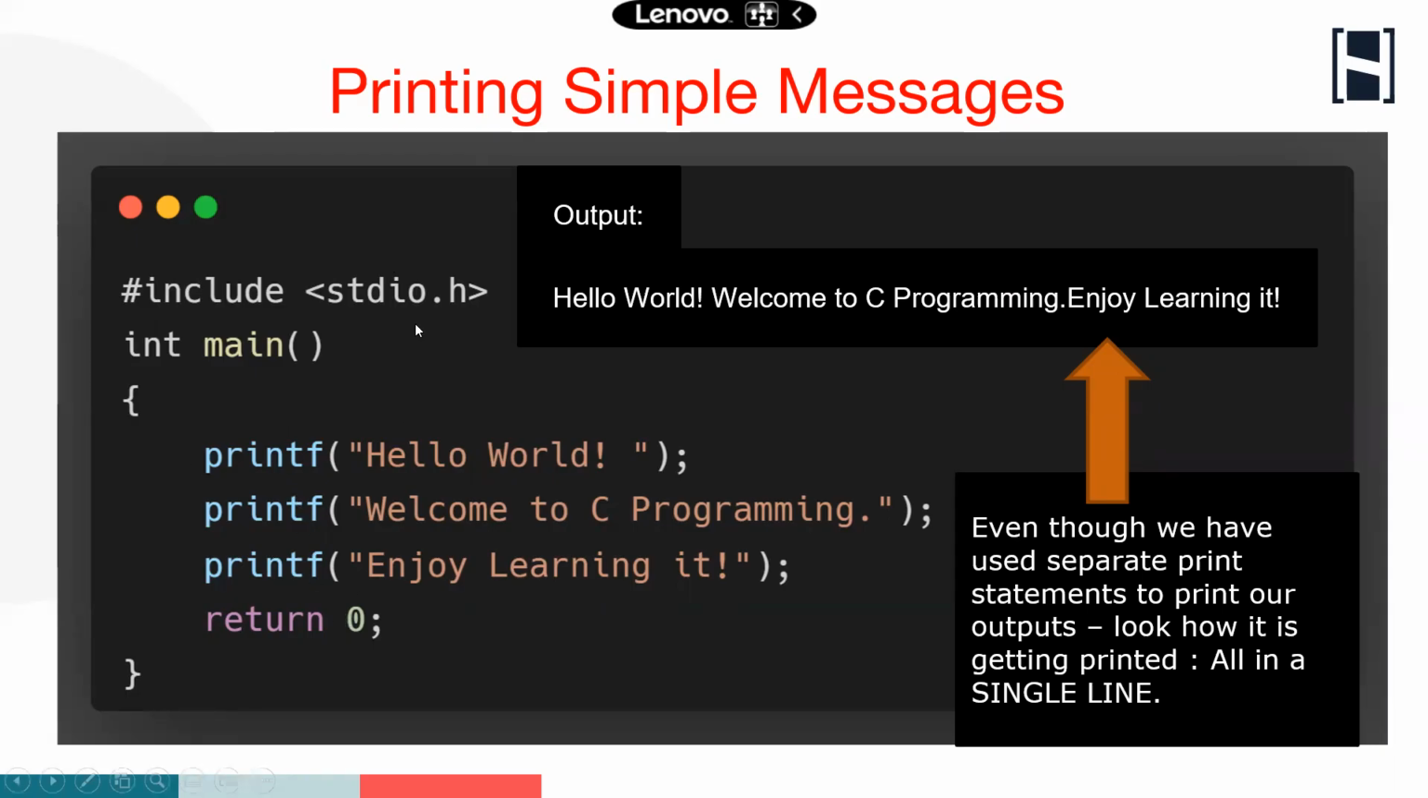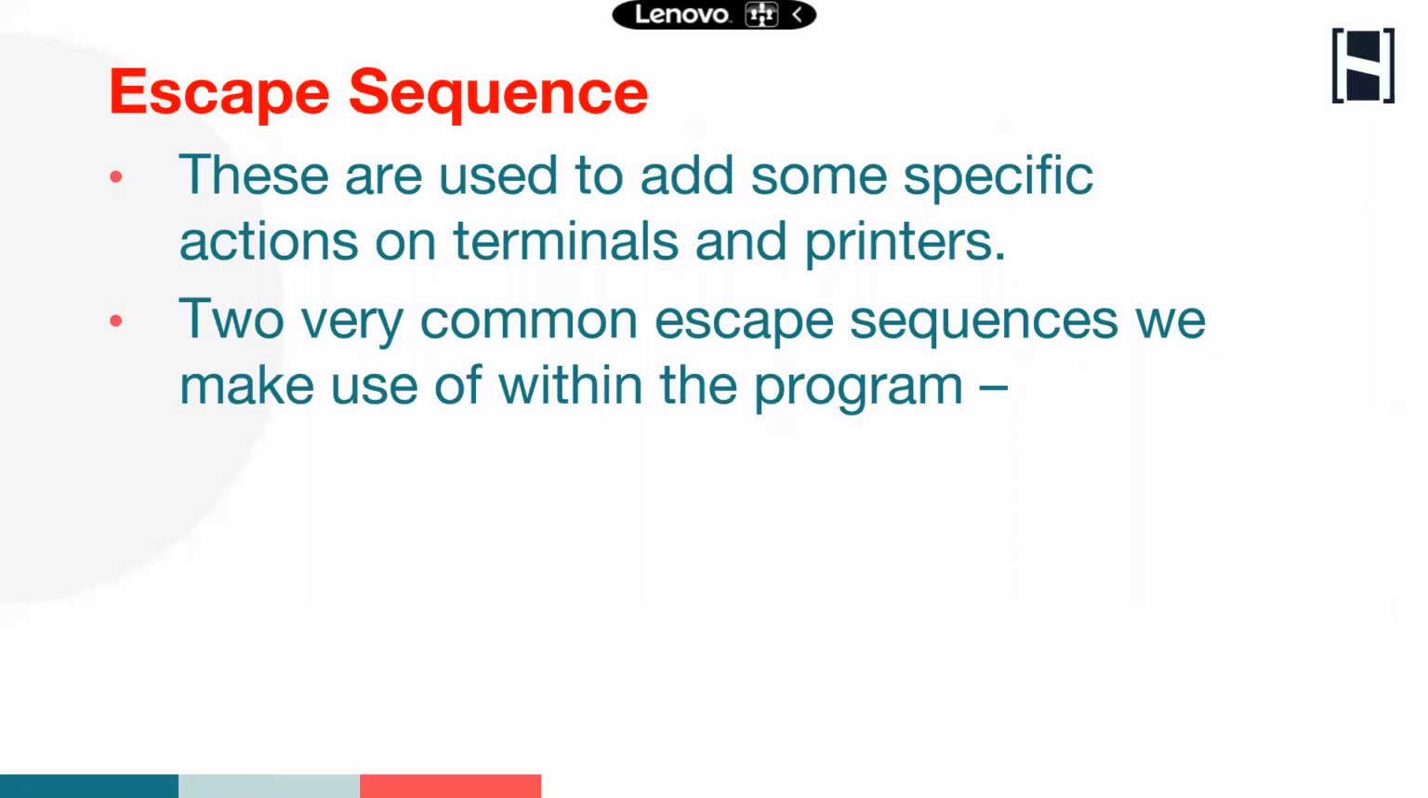Now, how do we make it print in a new line? I don't want it like this. I want the output to be printed in the same manner in which I have given: hello world in one line, welcome to C programming in the next line, then enjoy learning it in the third line. So how do we achieve this? What is the additional thing I have to do within my printf?